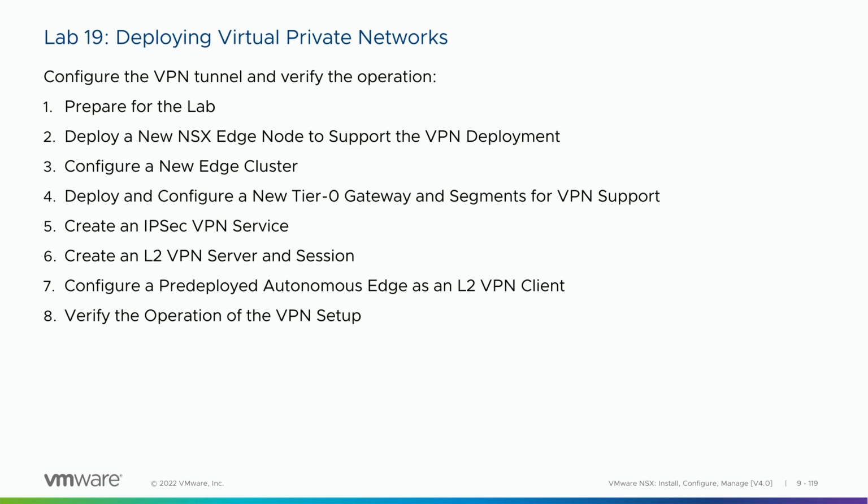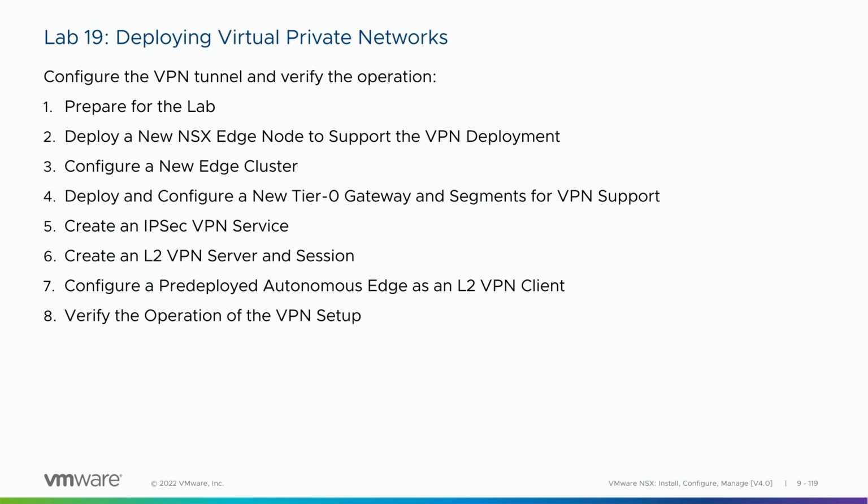Now, here in this lab, we're going to do something a little bit different still, in that we're going to configure a layer 2 VPN with an autonomous edge as a client. So you'll get to see that as well. And the autonomous edge, like we said, is great for those non-NSX managed locations where I need to span networks. So we're going to do this lab.